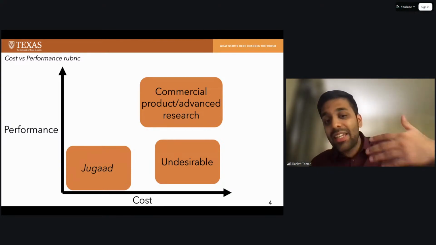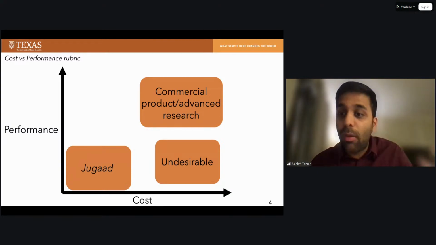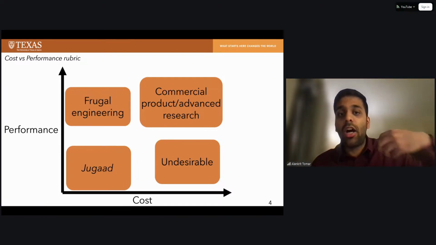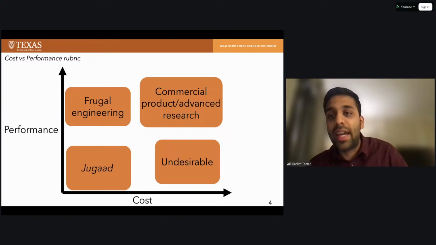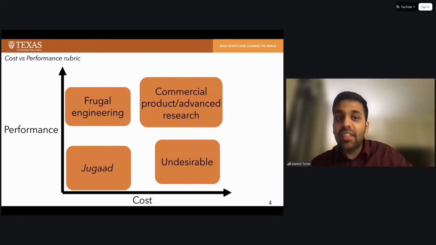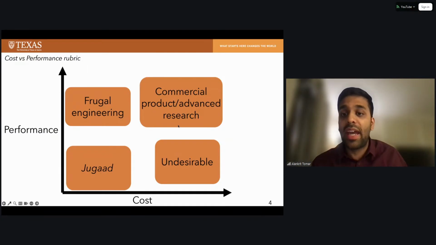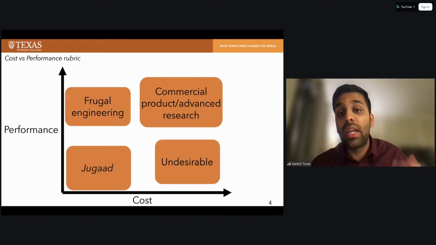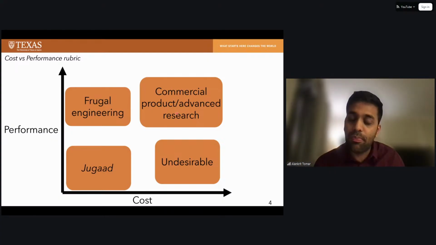But let's say the cost is low and your performance is also pretty high. This is the area of frugal engineering or frugal science. And I'll be taking some examples from the field of both advanced research as well as frugal science, frugal engineering in my presentation today.